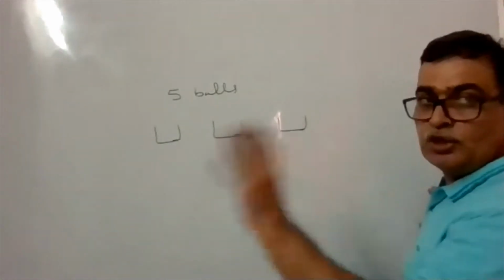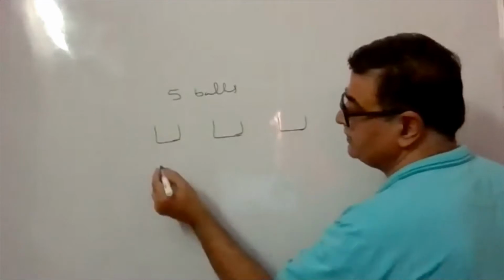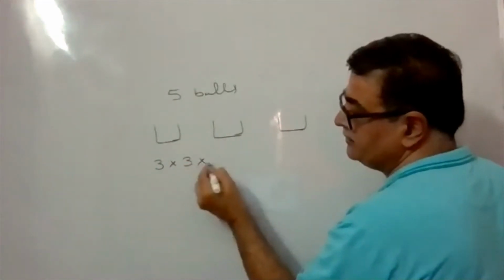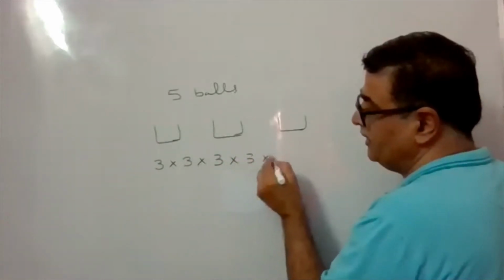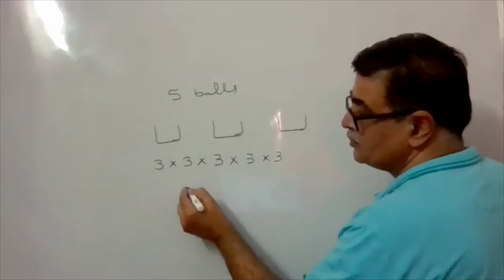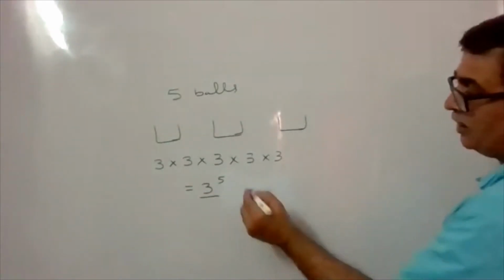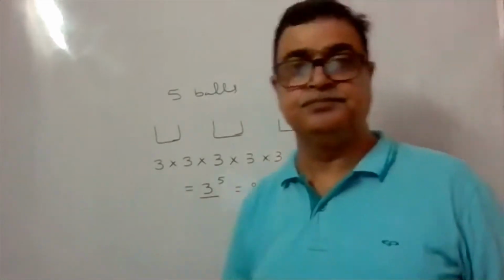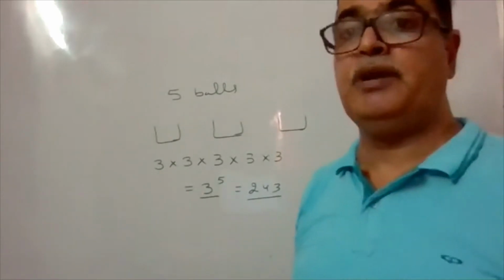First one, the total cases: if we want to take, the first ball can be placed in 3 ways. Second can also be placed in 3 ways. Third will be 3 ways. Fourth will be 3 ways. Fifth will be 3 ways. So total cases will be 3 power 5. It is how much? 243 cases. Now I want the case in which no box remains empty.